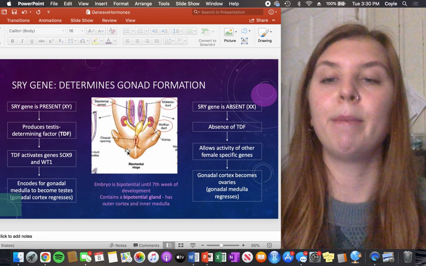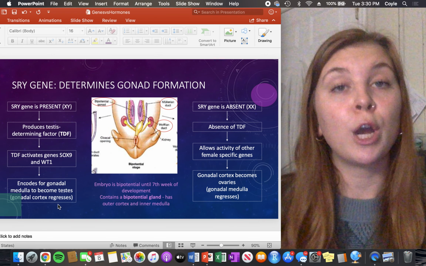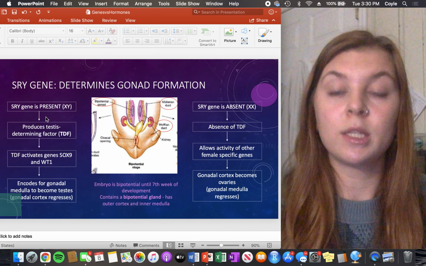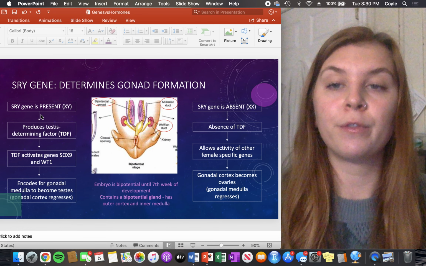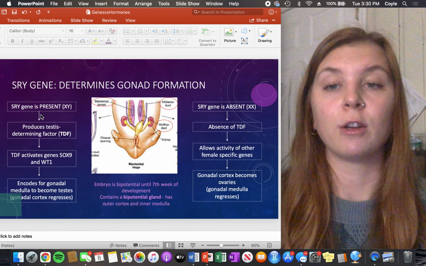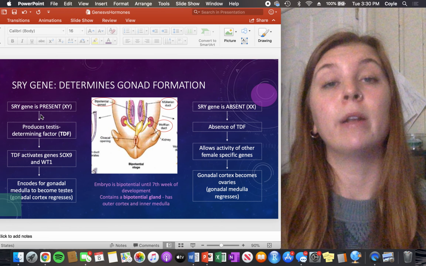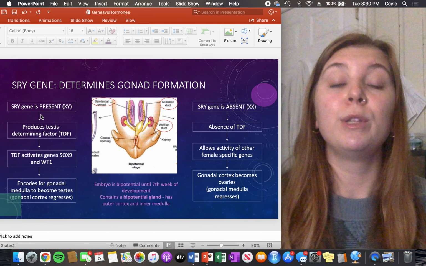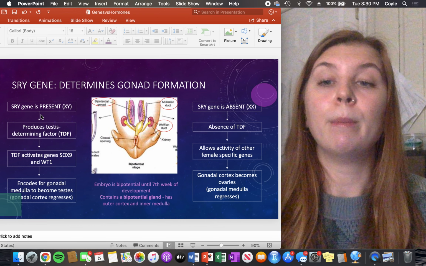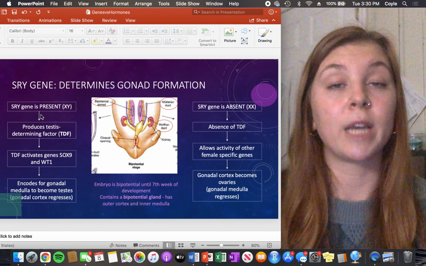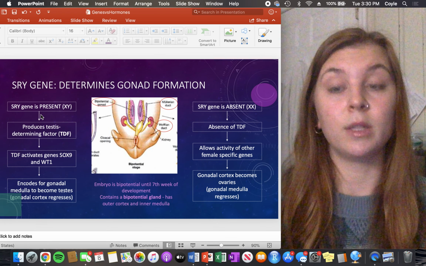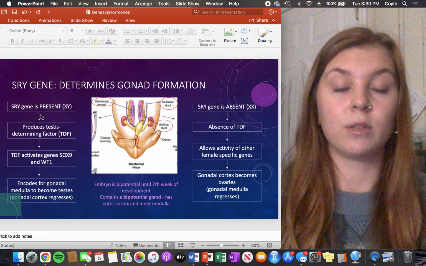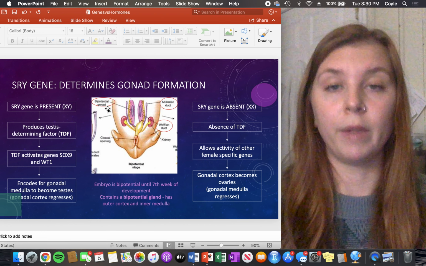And ultimately, the bipotential gland will become the gonads. So in a male on the left here, we know the SRY gene is present because of the Y chromosome. So if the SRY gene is present, this gene will code for testes determining factor. And this is a protein that will activate other genes. And these other genes are ultimately what encode for the gonadal medulla to become the testes. So the cortex regresses and the medulla alone becomes the testes. So that is the male version of how the gland becomes the testes.